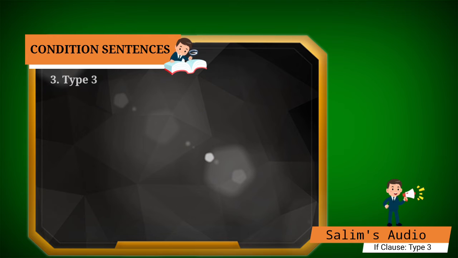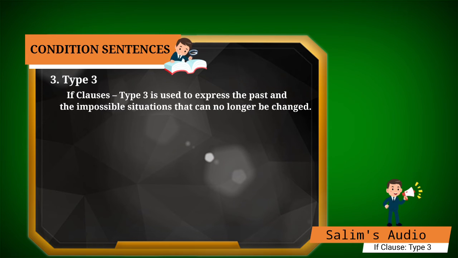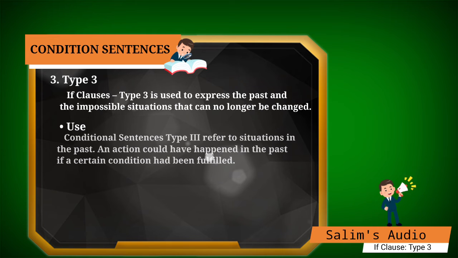Conditional sentence type 3. The if clause type 3 is used to express the past and an impossible situation that can no longer be changed. In other words, the condition specified in the clause is imaginary, unreal, or impossible in the past, something that didn't happen. Conditional sentence type 3 refers to situations in the past. An action could have happened in the past if a certain condition had been fulfilled. Things were different then, however. We just imagine what would have happened if the condition had been fulfilled.